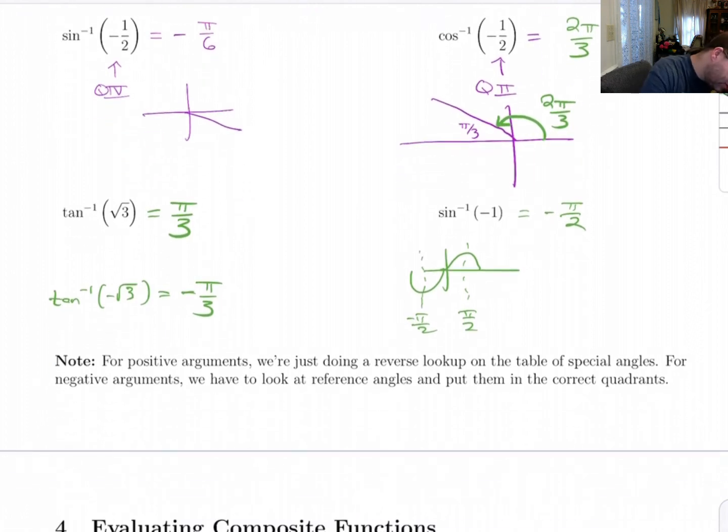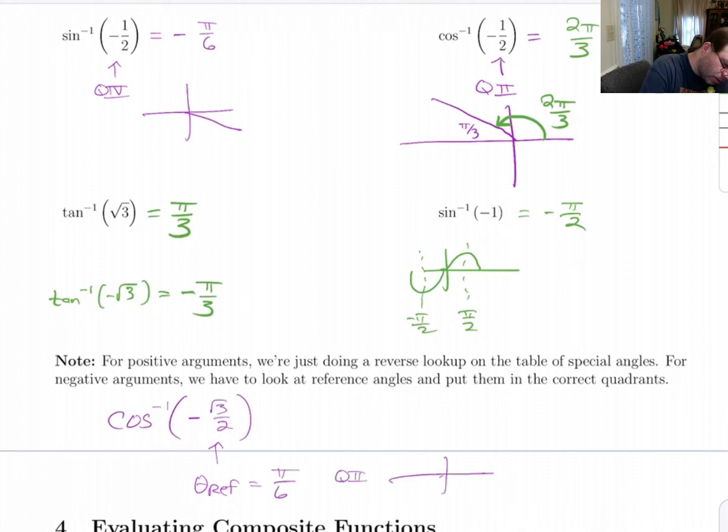Maybe we should do one more of these. If we were to do inverse cosine of, there's only a couple of things we can do here. If we did inverse cosine of negative root 3 over 2, the root 3 over 2 tells me that my reference angle is going to be pi over 6, and it's going to be in quadrant 2. So that's pi over 6 down there. So my big angle here is 5 pi over 6.